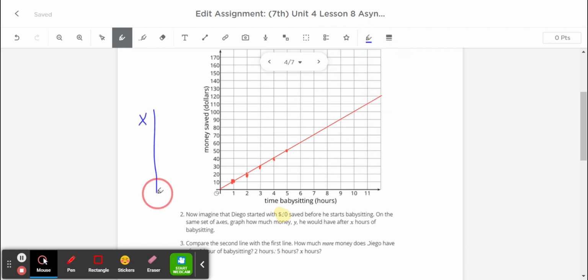This time, we know that when Diego has babysat 0 hours, he has $30 saved off the bat. After babysitting for 1 hour, he would have $40. 2 hours, he saves 10 more dollars, so 50, and so on. Go ahead and pause the video and graph the situation in question 2.